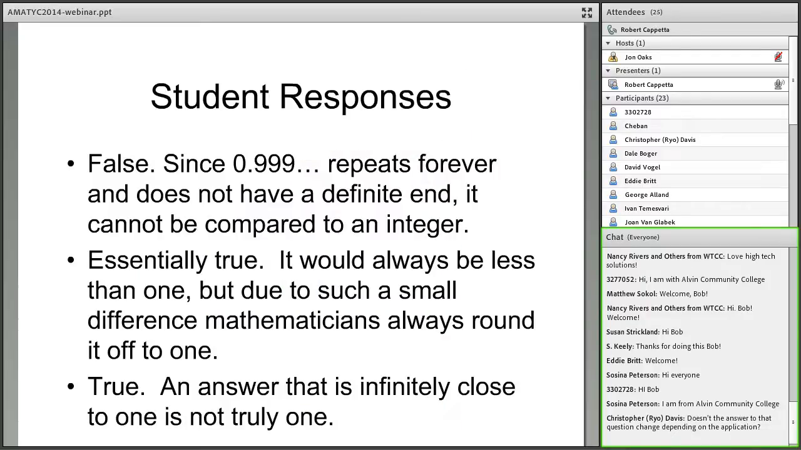Here are some student responses to that 0.99 question. One student says it repeats forever, it does not have a definite end, and it cannot be compared to an integer. Another student says it's essentially true. It would always be less than 1, but due to such small differences, mathematicians just round it off. And another student says it's true that it is infinitely close to 1, but it is not truly 1. So you recognize this is a pretty challenging question in terms of what it means. Many of the Zeno's paradox issues are coming up again for us here.